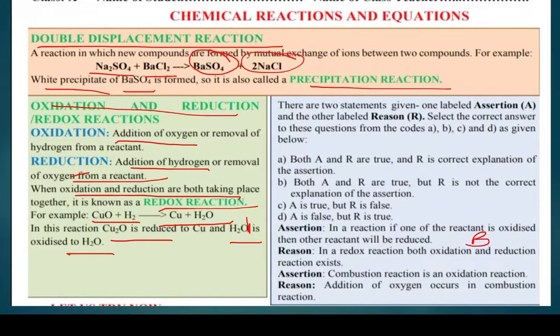Second question, assertion: combustion reaction is an oxidation reaction. Reason: addition of oxygen occurs in combustion reaction. So both are true and R is the correct explanation. So here it is option A.